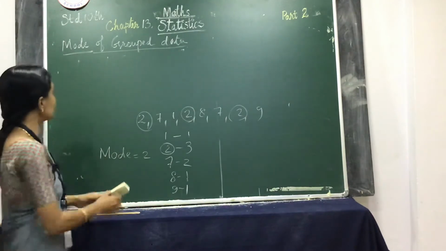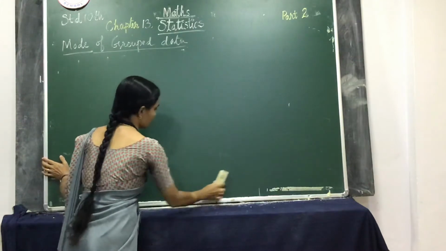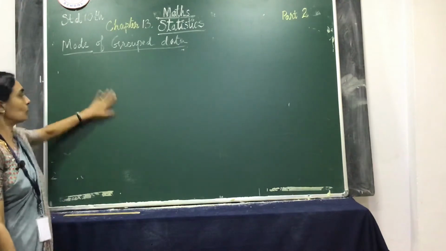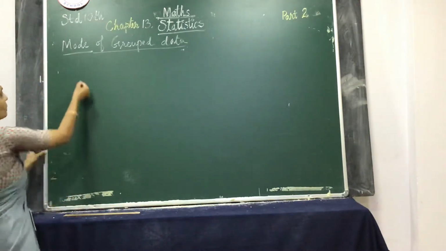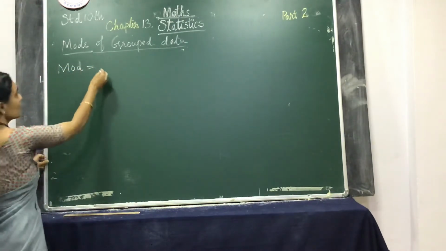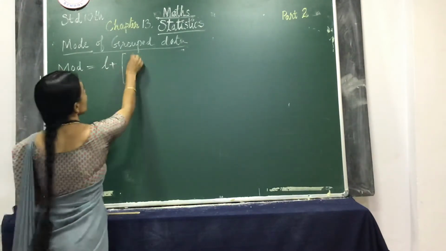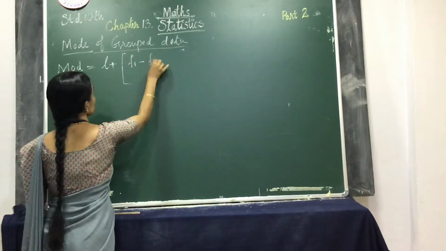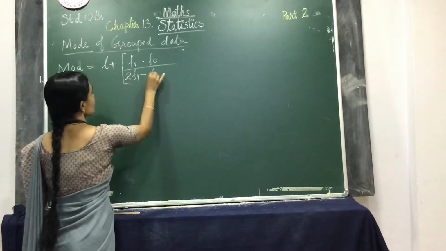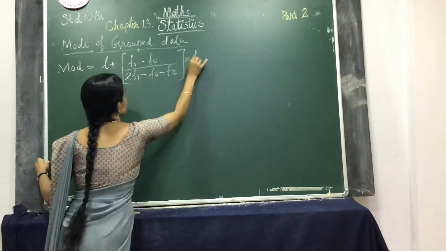And in this class we are going to learn the mode of a grouped data. We will get the class interval and the frequency, and from that we have to find the mode. So we have the formula: mode is equal to L plus (F1 minus F0) divided by (2 F1 minus F0 minus F2) into H.